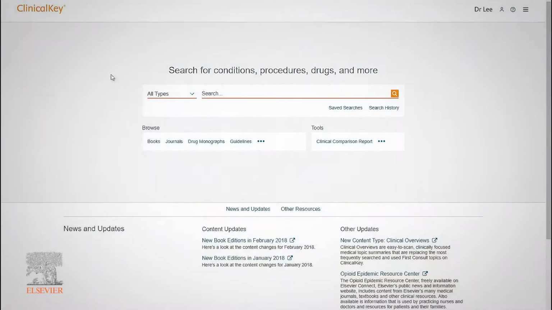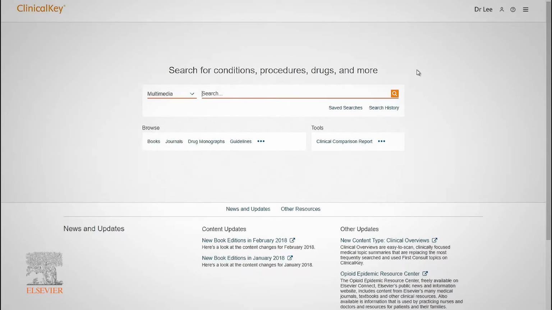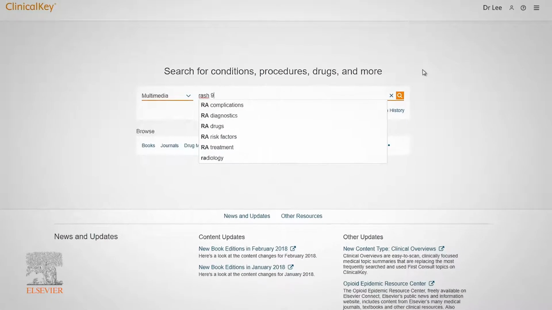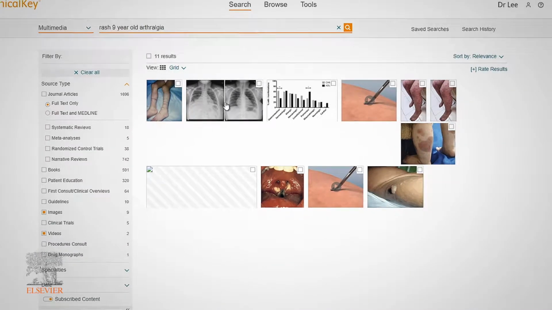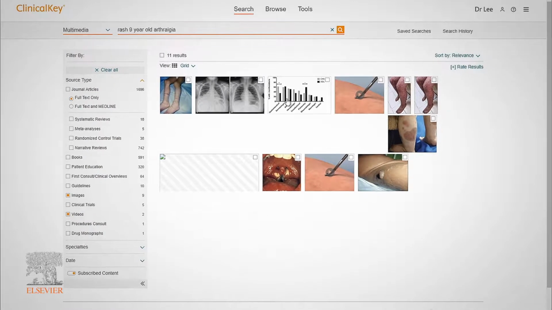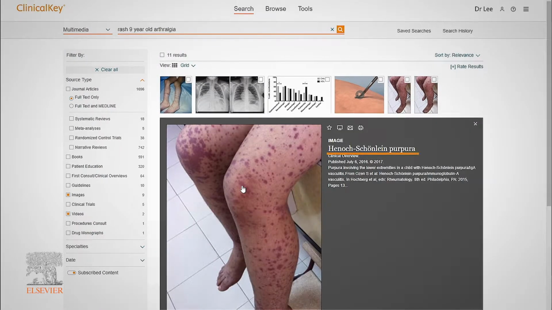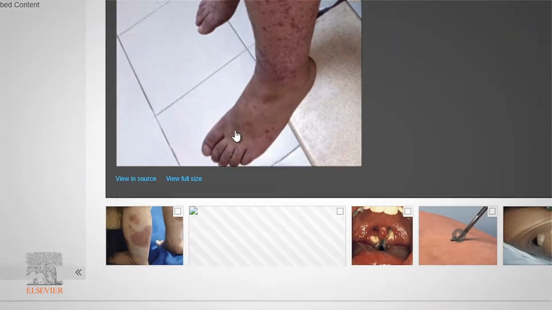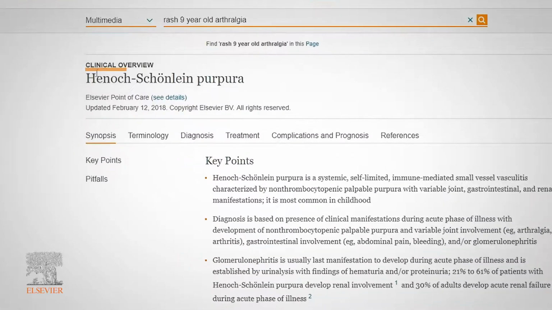She logs into Clinical Key, pre-filters by multimedia, and types in rash 9-year-old arthralgia. Immediately, she obtains a series of images which she examines in detail until she finds the one which resembles her patient's condition. She clicks on View in Source at the bottom of the image and is taken to a clinical overview, a type of content that provides quick access to the latest information available on the disease in a summarized format.